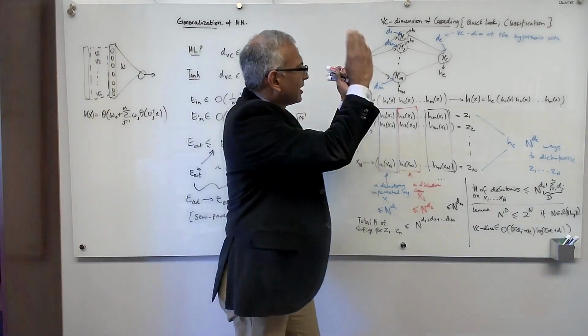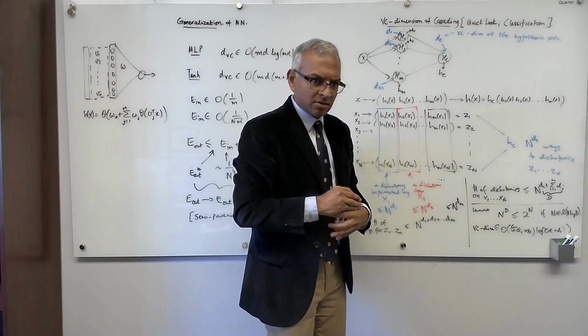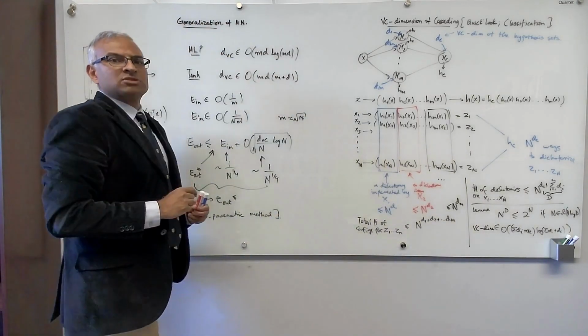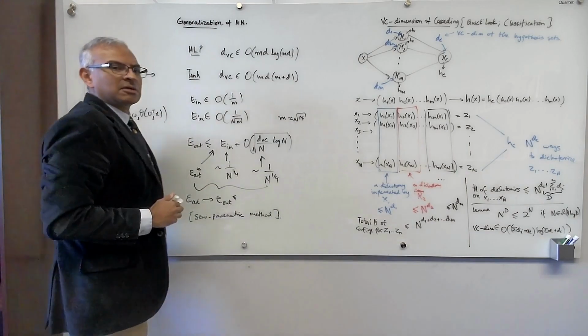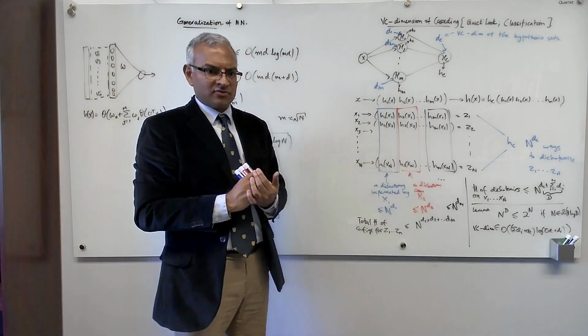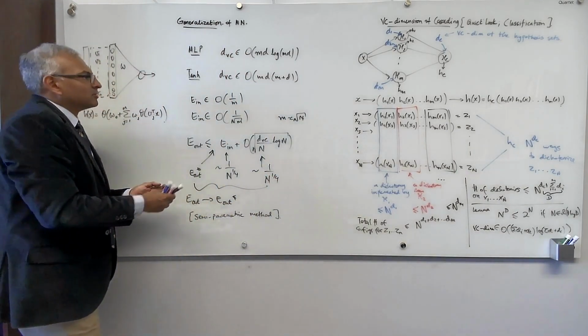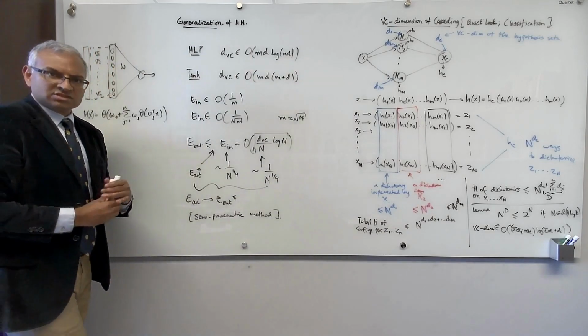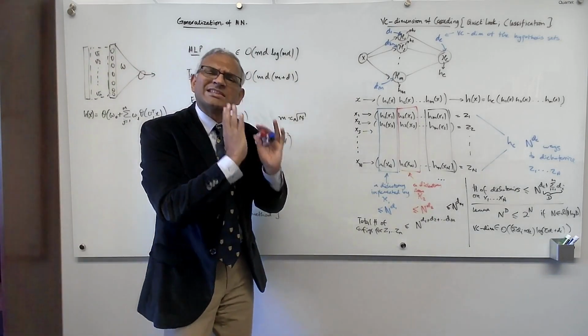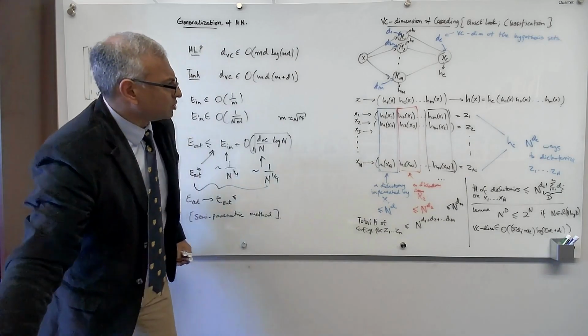Okay, so that's the quick explanation of why cascading is so much more powerful. It results in a product for the VC dimension, instead of something logarithmic in m, which is what happens when you take the union. So cascading is way more powerful than the union.